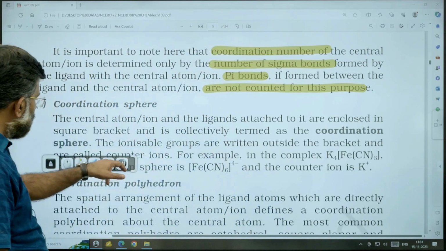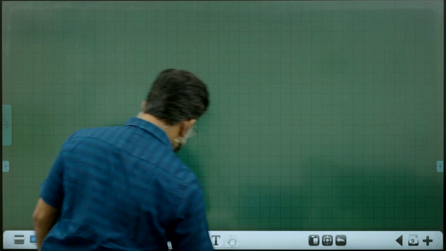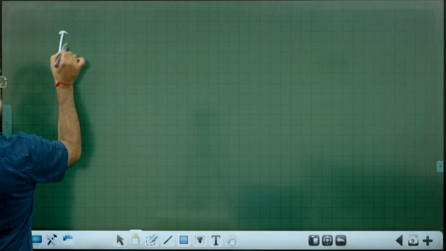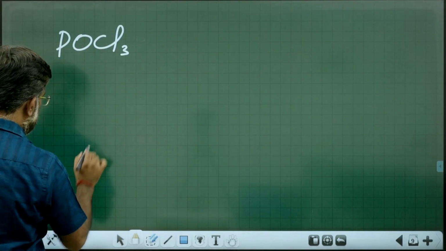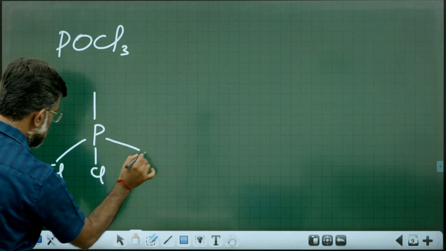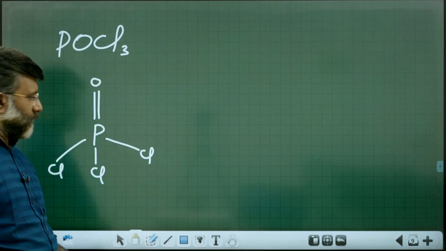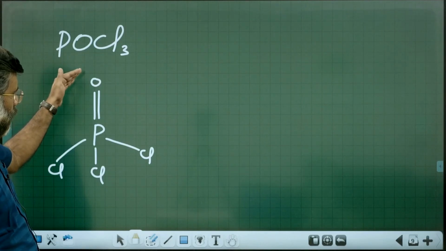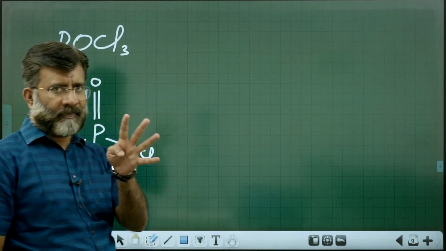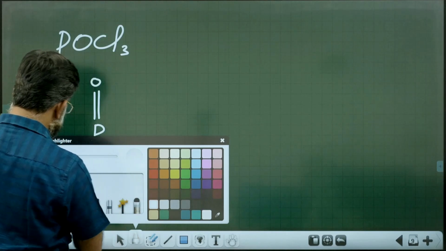Say for example, if we are talking about a molecule of phosphorus oxychloride, POCl3. What is the coordination number? All of you know, it is tetracoordinated. Phosphorus is surrounded by 1 oxygen and 3 chlorine. It is coordination number 4 basically. Right? How many bonds are there?